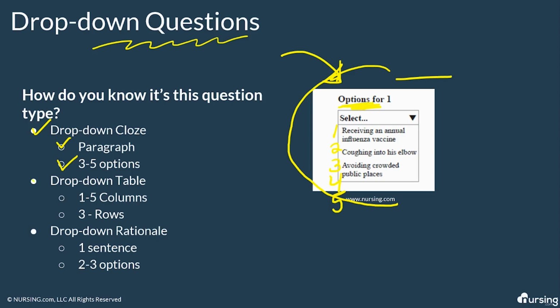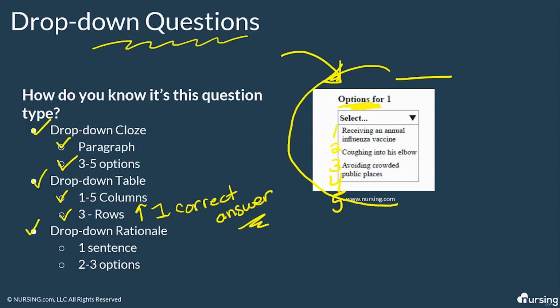A drop-down table can be as wide as 5 columns, and it can be as long as 3 different rows. Now, these are a little tricky because on these rows, you can have more than one correct answer. So we'll work through one of these together since it's a little harder.